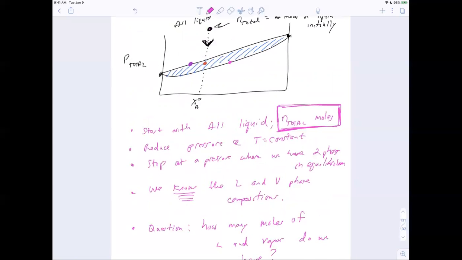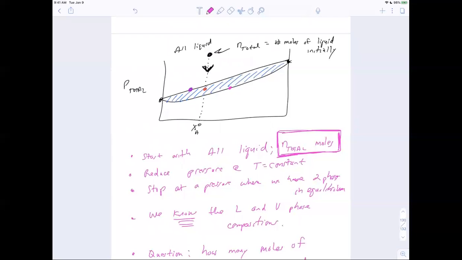enriched in A, just looking at the phase diagram here and where we stopped in this two-phase region. Compared to where we started, X_A naught, the composition of the vapor is going to be higher, and that's given by this point. So that's Y_A at equilibrium. When we have this two-phase coexistence, it's much higher than X_A naught, the composition we started with in our N total moles of liquid. So we want to know how much vapor we're going to get, because that way we'll know how much A we have at the end of the day, if that's the chemical we're interested in.